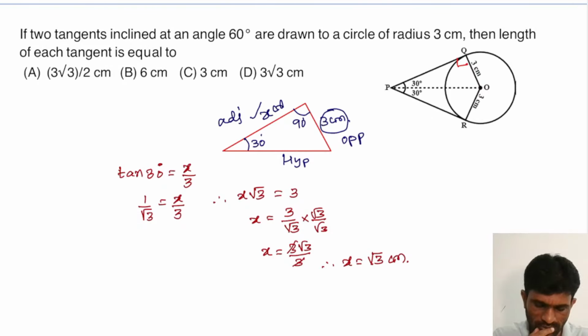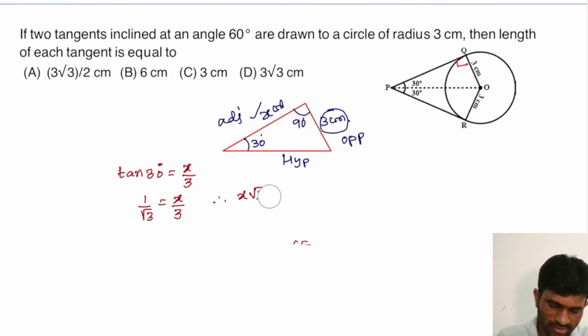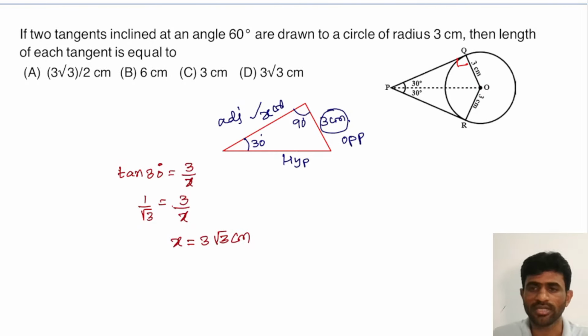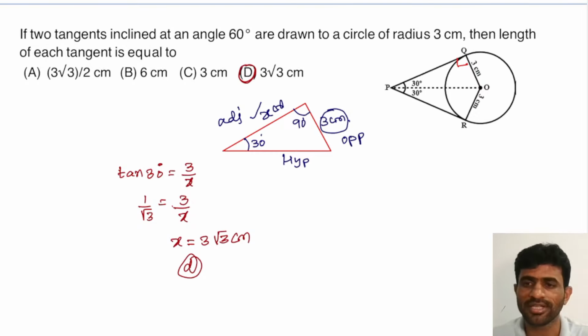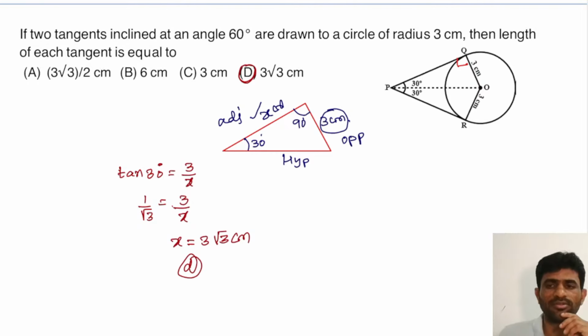1 by root 3 is equal to, oh, I did wrong. One second. Yeah, I did wrong here. One small mistake. I took x by 3, but it is 3 by x. So it is 3 by x. Cross multiplication, x is equal to 3 root 3. 3 root 3 is correct. Yeah, your answers are correct. Option D. So we have to be careful while solving. If we make one small mistake, it will go wrong. Option D, 3 root 3 centimeters, is correct. Hope this is clear. We go to the next.